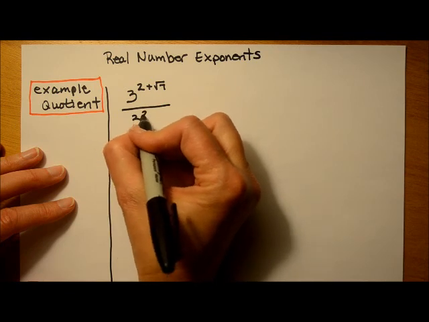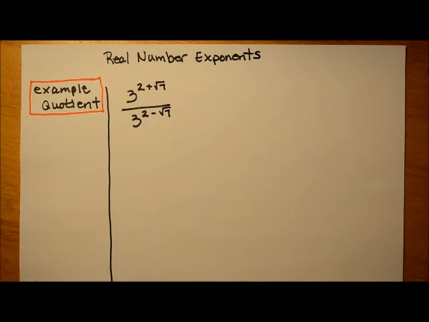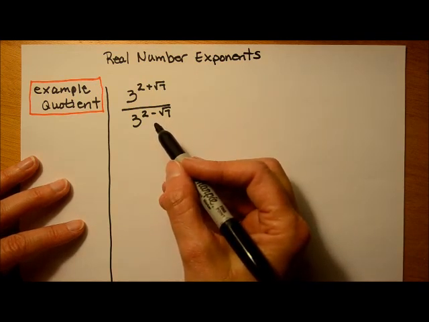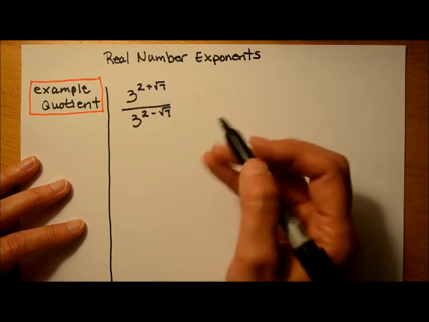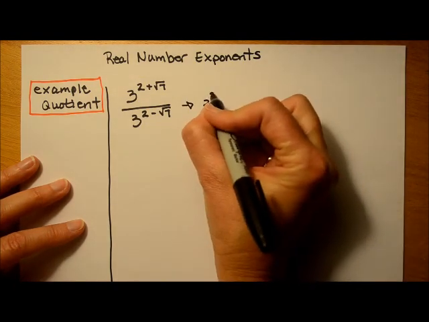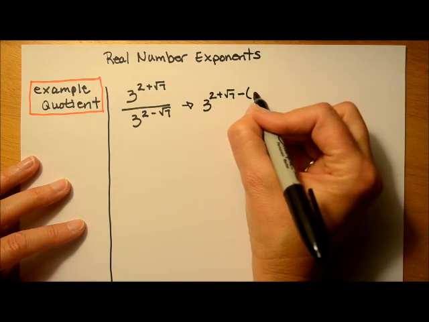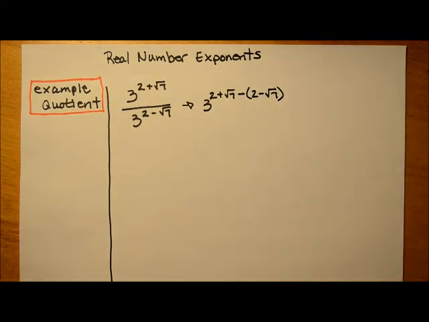Okay, so there's a quotient, and we know, because we went over it in class, that when you do a quotient, you just subtract the bottom from the top. So we're going to use the base 3, and it's going to be 2 plus square root 7 minus, and you're going to have to use parentheses. So that's a don't forget: don't forget to use parentheses here. That's pretty important.